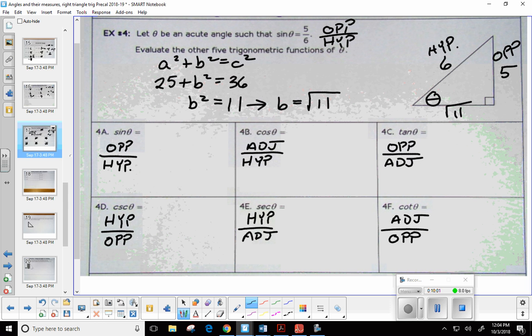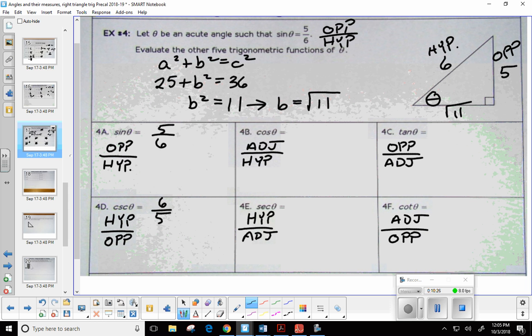Well, for this problem here, I was able to create the right triangle, use the Pythagorean theorem based on the one ratio given. Remember, sine is the opposite over hypotenuse. Well, they've already given me 4a. I know that's 5/6. Without doing anything, what other trig function do I immediately know? Cosecant. If sine is 5/6, cosecant has to be 6/5.